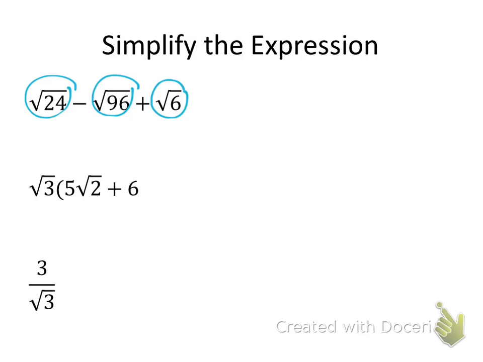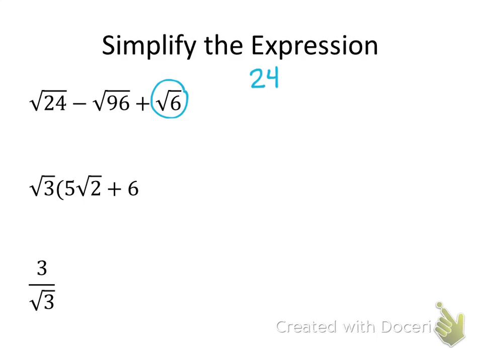Well, I look at this. I've got the square root of 24, the square root of 96, and the square root of 6. Are any of these the same? No. So I know right off the bat there's absolutely nothing I can do to add them. But can I simplify 24 and 96? Yes, by doing upside down division. So that's what I've got to do first.